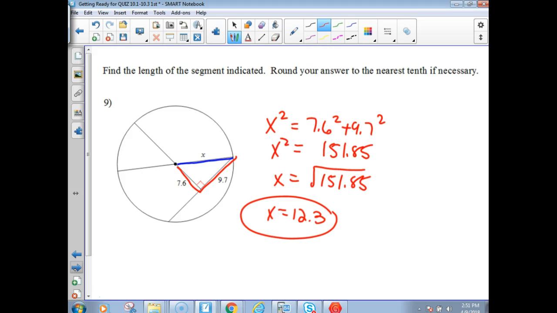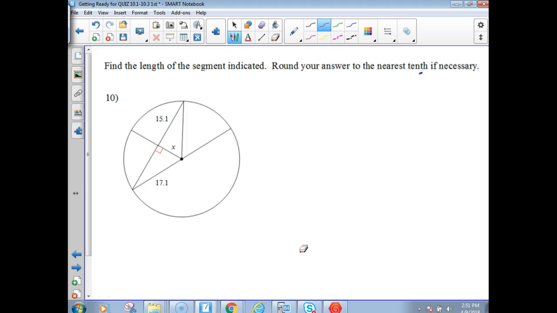Right? Number 10. Find the length of the segment indicated. This is X. This segment right here is 15.1. Since this is perpendicular, that chord got bisected, so this would be 15.1. Now, I've got a right triangle. This is a leg and this is a leg. So X squared plus 15.1 squared equals 17.1 squared.